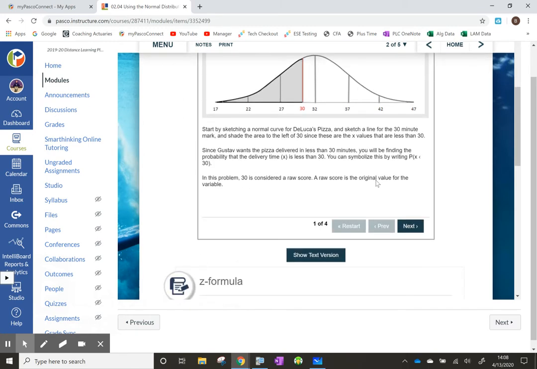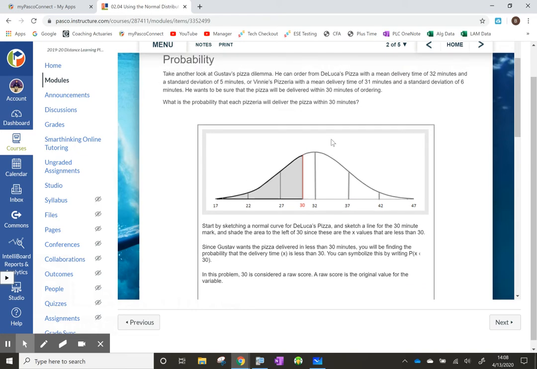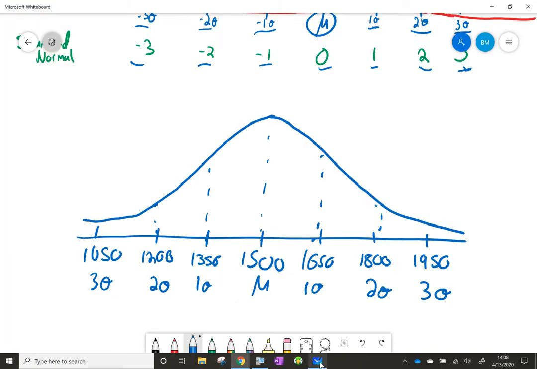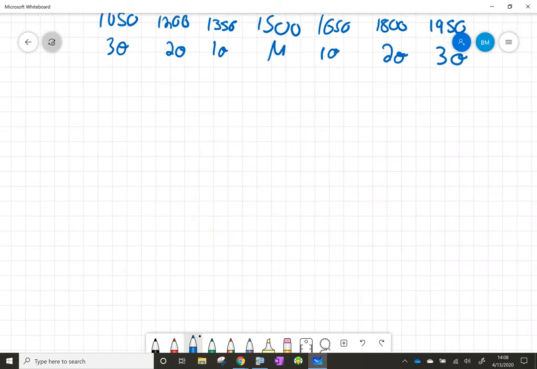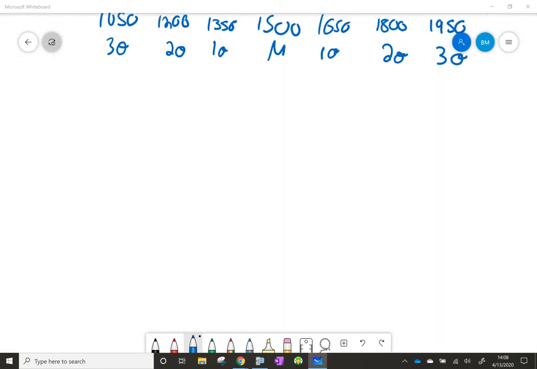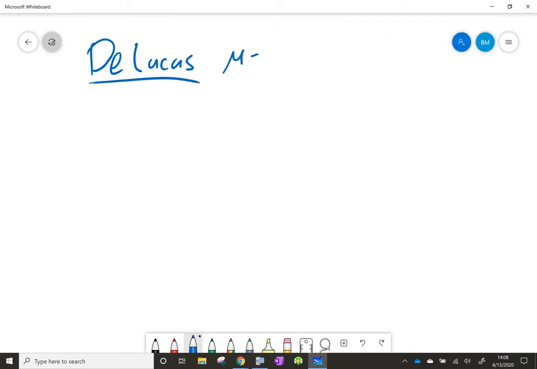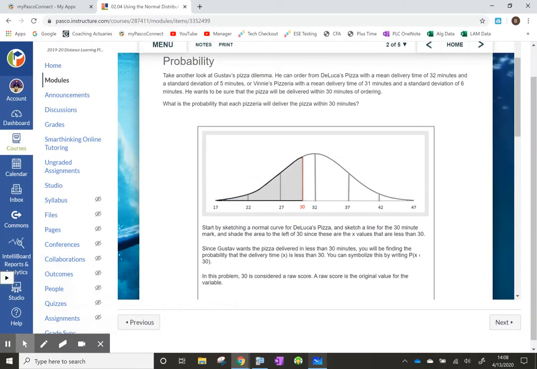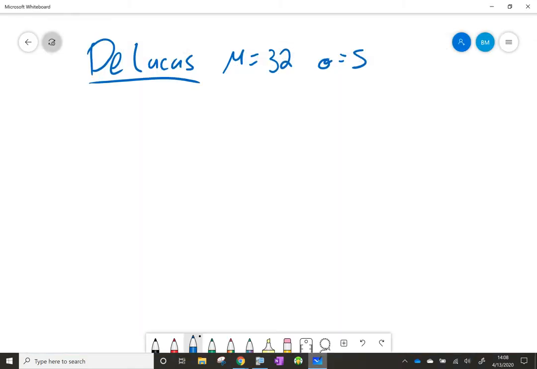Let me show you what we're going to have. There are two pizza companies that we're comparing, so we're going to make two charts. The first one is for DeLuca's Pizza. DeLuca's Pizza had a mean of, I think it was 32, and a standard deviation of 5. Let me check that again. Mean delivery is 32 and standard deviation is 5. Yes. So his chart would look like this.